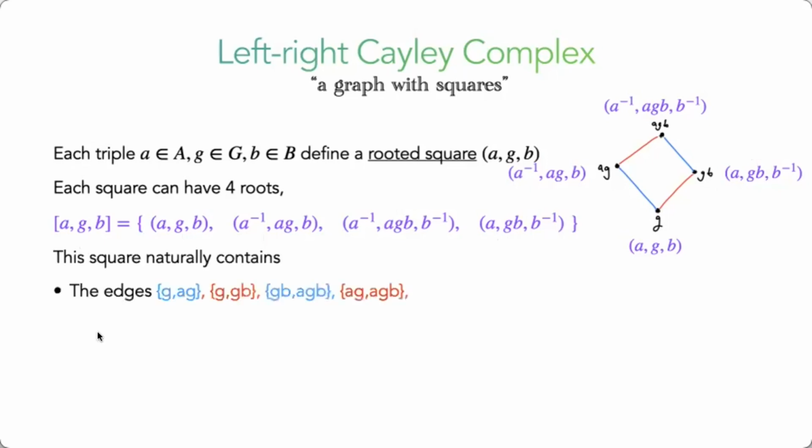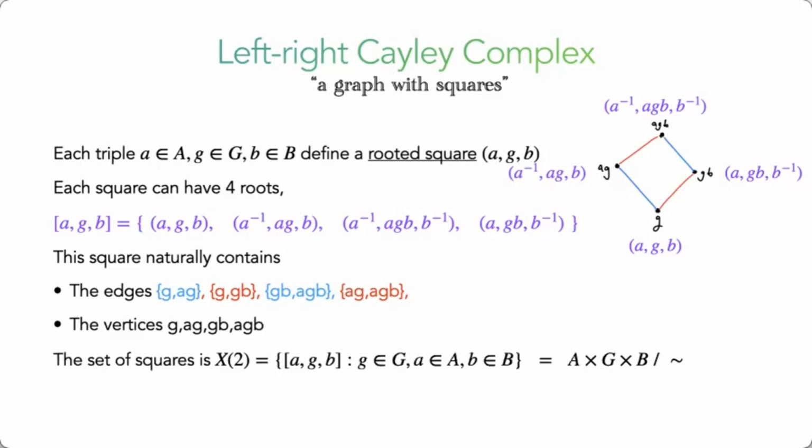You see that the square naturally contains all these 4 edges. It's easy to see which edges touch the square, and which vertices touch the square. It's clear from the picture. So really what we are looking at is a graph: the union of these two graphs, the left graph and the right graph. And on top of it, we have this two-dimensional thing. These are the squares, and we define them to be the set of triples modulo these equivalence class relations. So that's the combinatorial object.